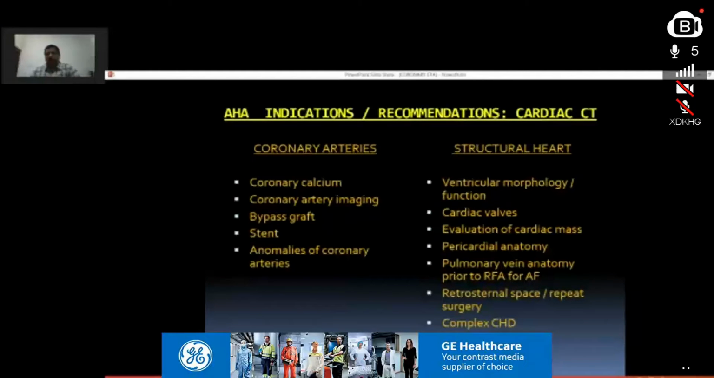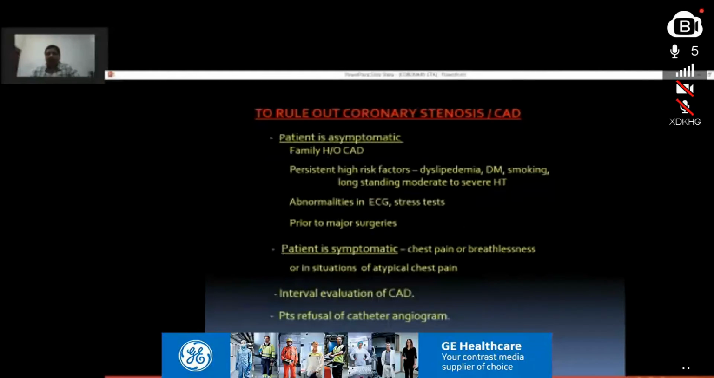Now, who all need a coronary CT? Patients who are asymptomatic but have risk factors, which could include family history, dyslipidemia, diabetes, smoking, or they have a stress test or an echo which is positive for subclinical ischemia, or patients who are undergoing a major surgery and need to rule out significant coronary artery disease.